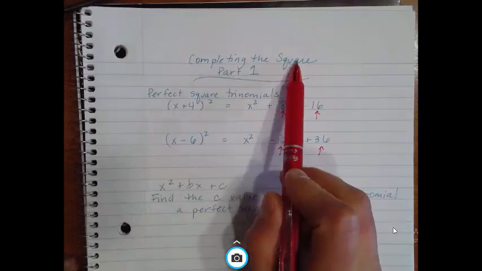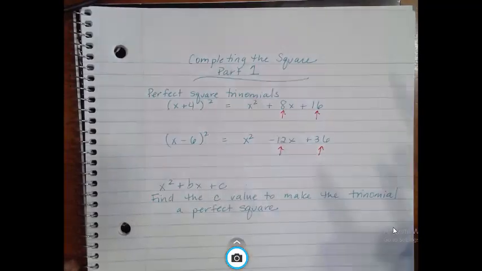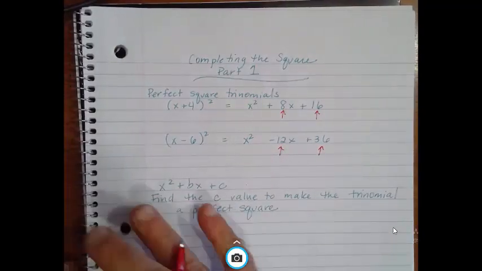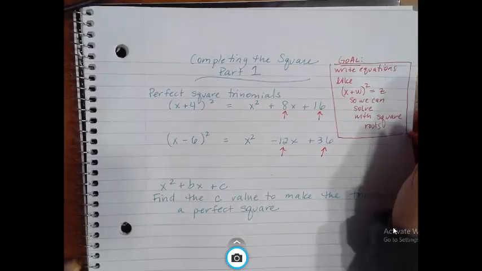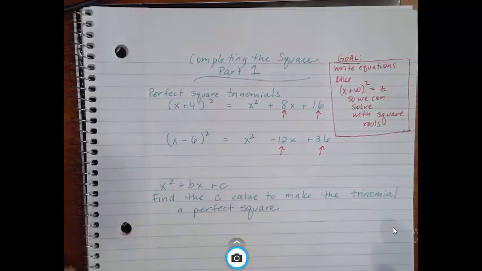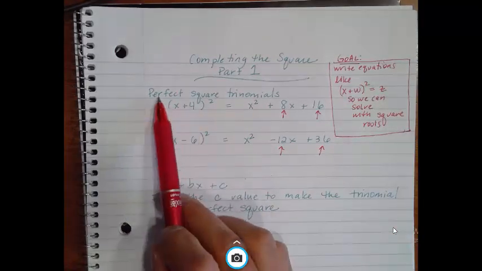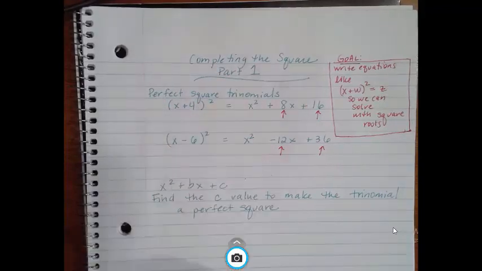On Friday, you learned how to solve by taking square roots. When we're doing completing the square, our big goal is to get the equation in a form so we can solve by using square roots. So just keep that in mind as our big goal, the whole reason why we're doing this. Let's look first at perfect square trinomials. We've looked at these before.